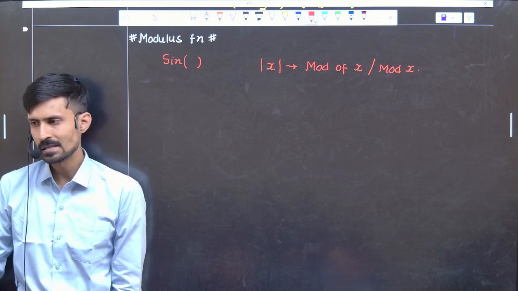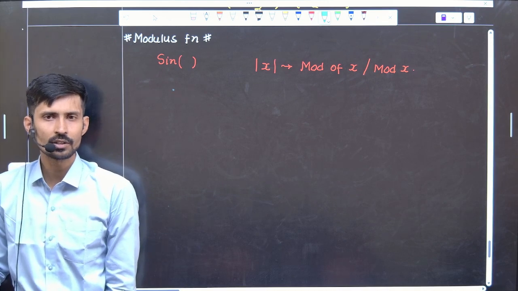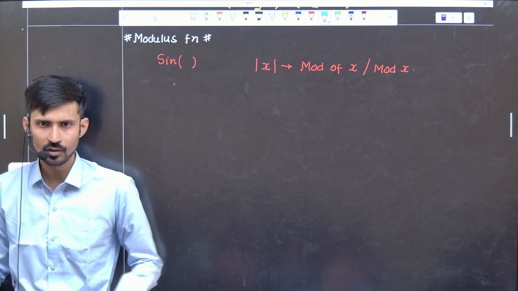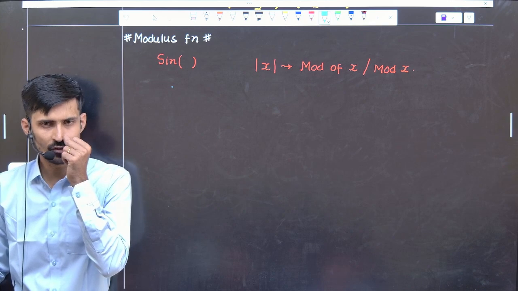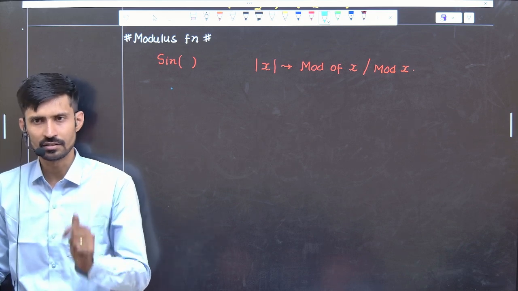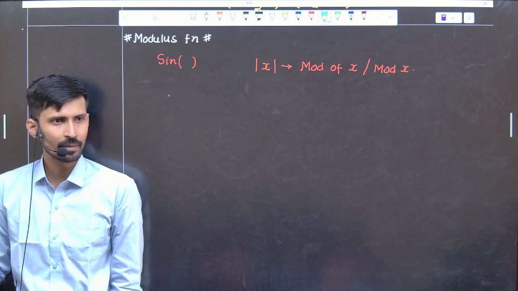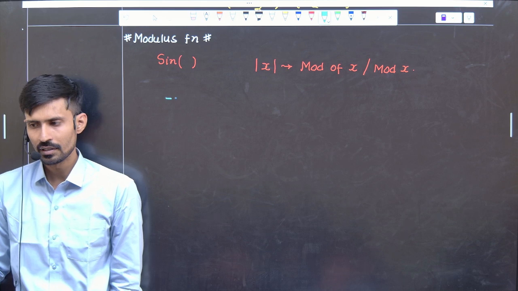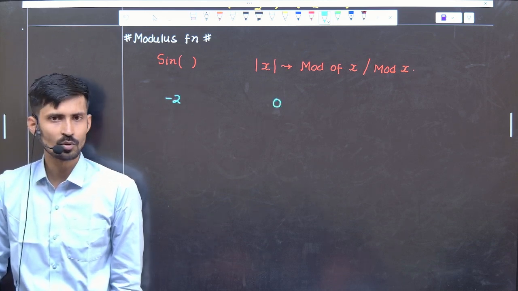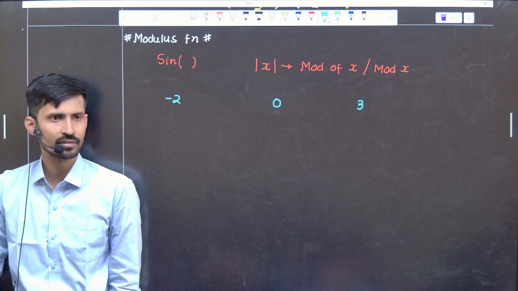Okay? Next. Now I am going to tell you what is the use of modulus. It has a very simple use, and from this use only, understanding of modulus starts. Suppose I am going to take one negative number, -2. One number I am going to take simply 0. It has no sign, neither is it positive nor negative. And one number I am going to take 3, it is positive.